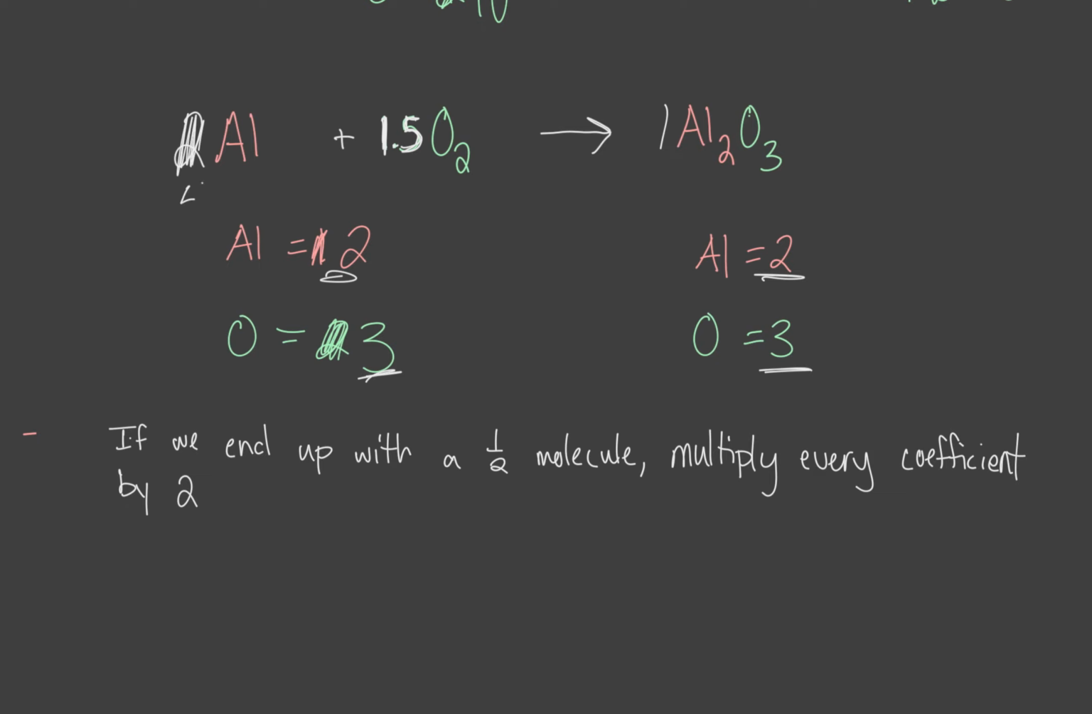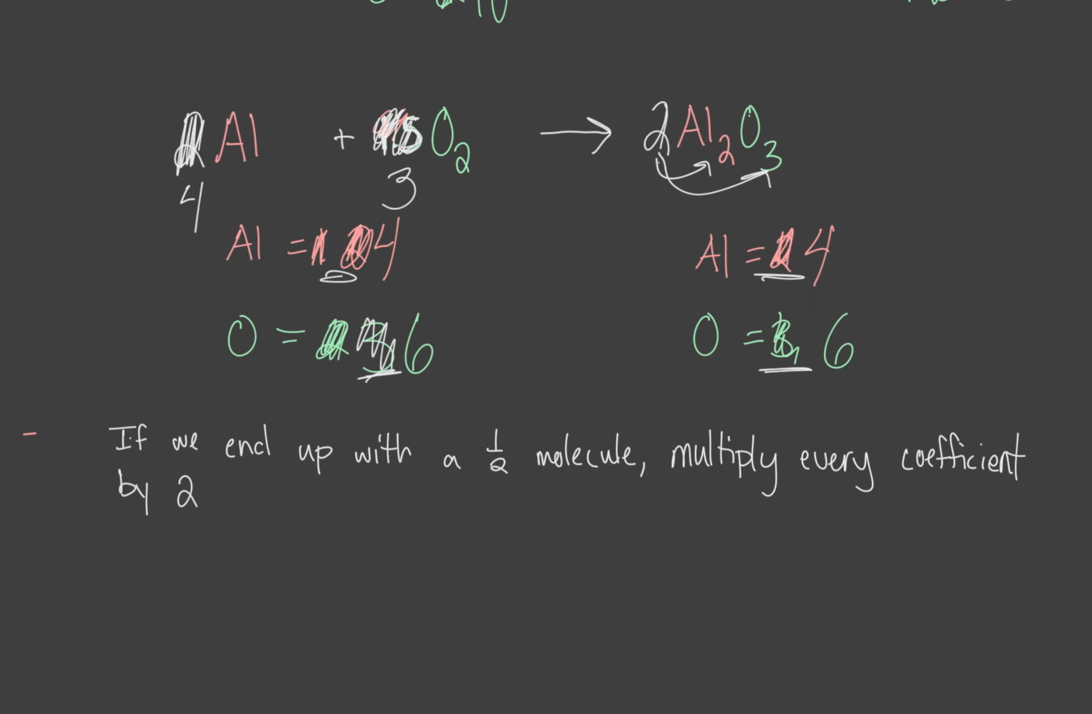2 times 2 is 4. That gives us a coefficient of 4, and it means we have 4 aluminums. 1.5 times 2 gives us a coefficient of 3, and it means we have 6 oxygens. 1 times 2 gives us a coefficient of 2. 2 times 2 aluminums gives us 4 aluminums. And 2 times the 3 oxygen is 6. So that gives us 6 oxygens.